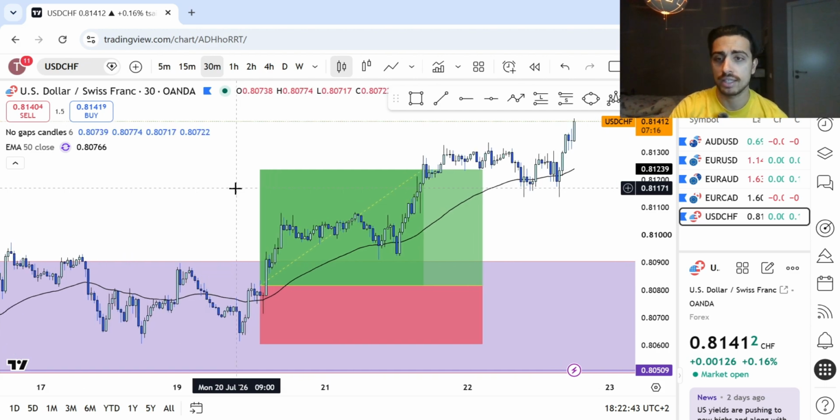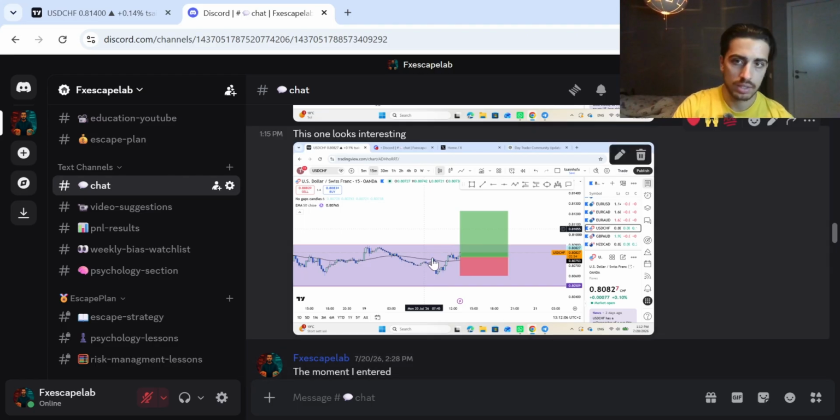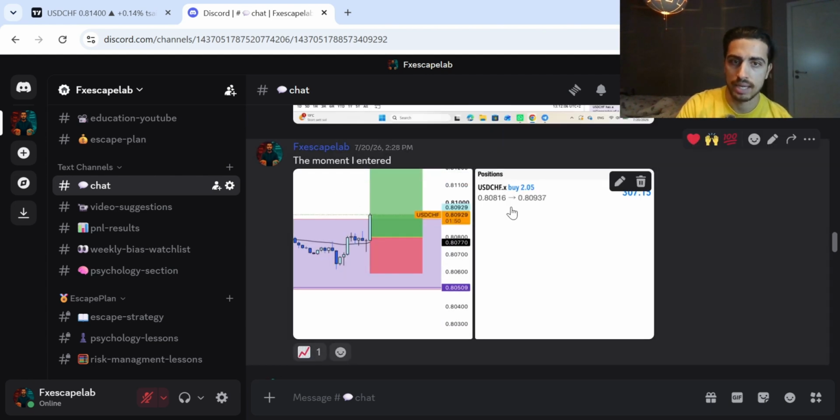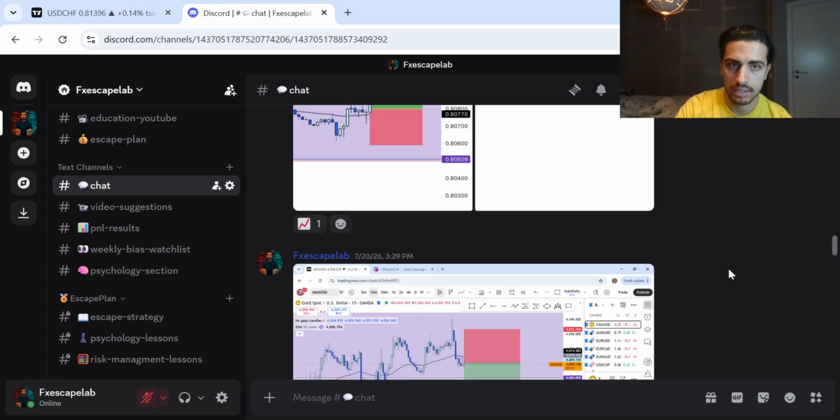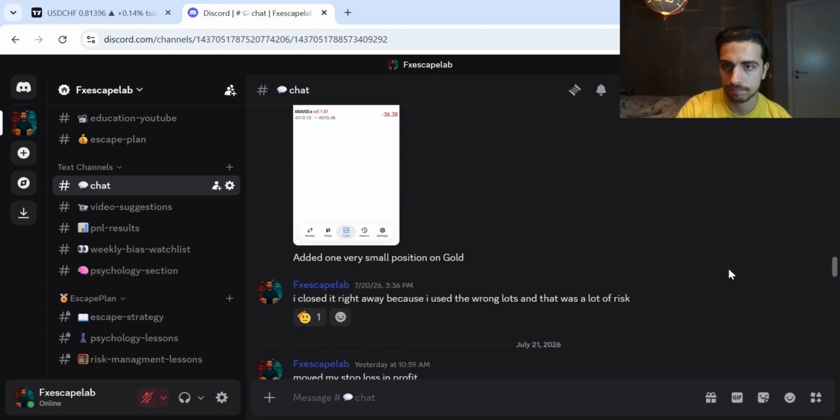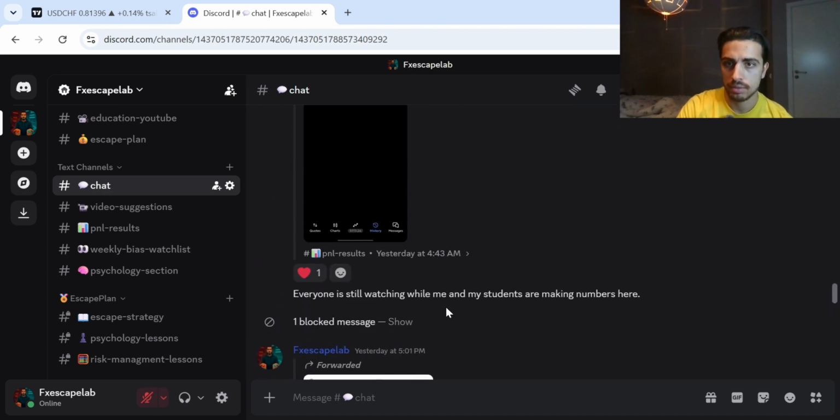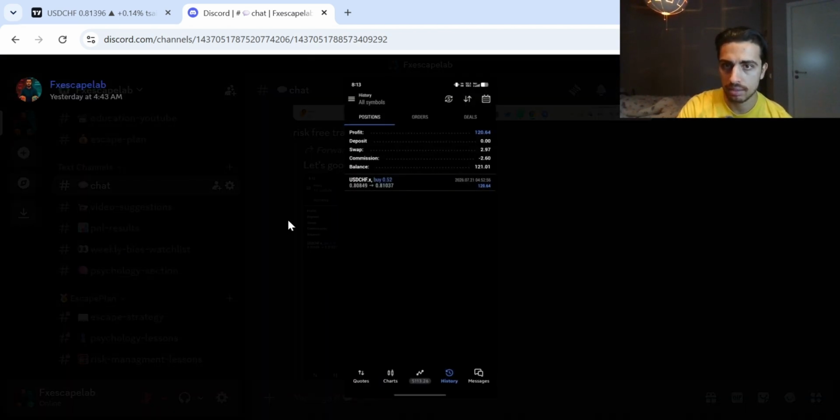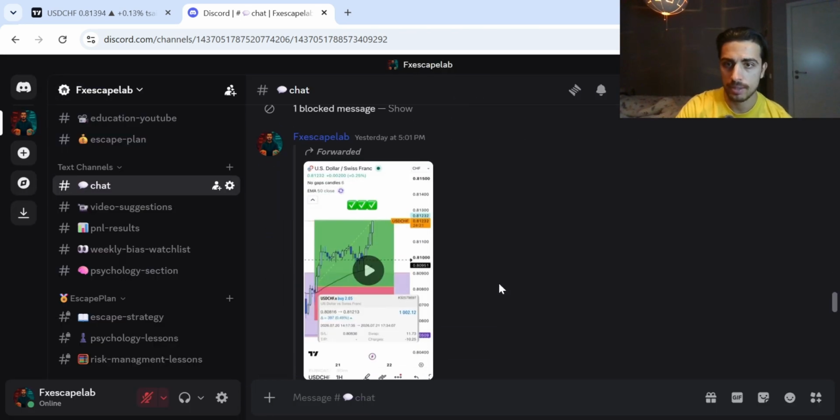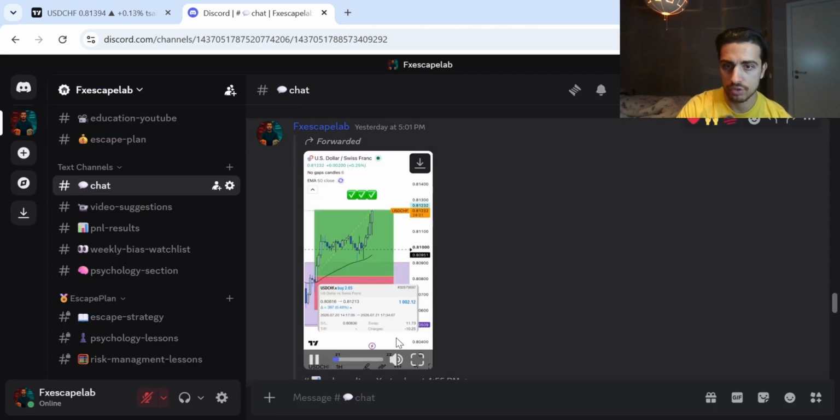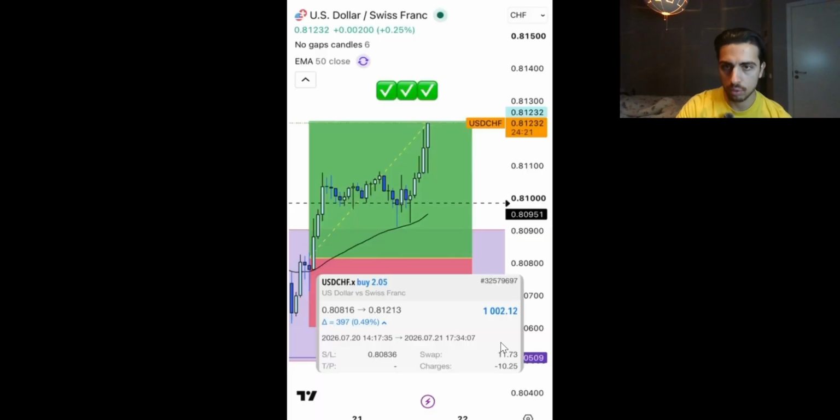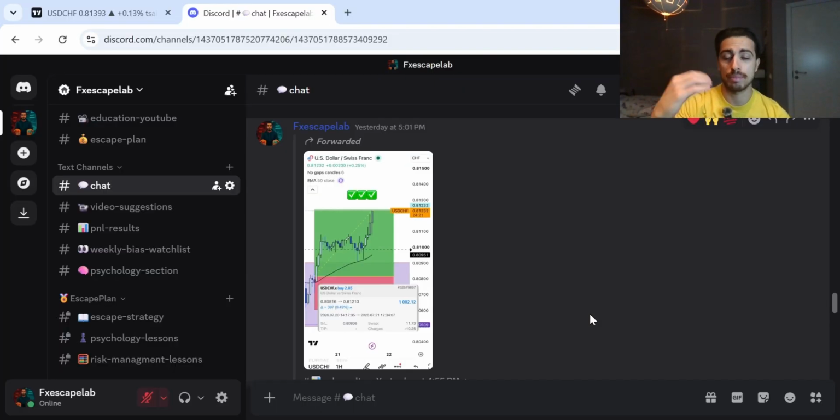I shared this trade inside my community. Here you can see that's the trade I took. Actually, that's before I took it, when I said this looks interesting. Then I said the moment I entered, with my MetaTrader screenshot, and then moved my stop loss into profit. Then some students here making results in the same trade, and then me sending the results afterward. So that's the whole point. I'm sharing the trade before, the moment I'm taking it, and after, and updating in the meantime.